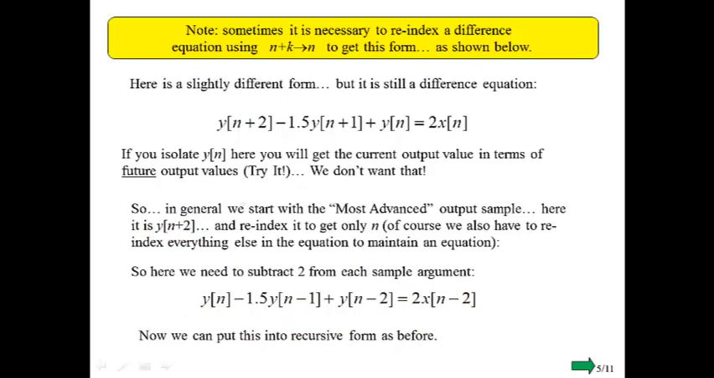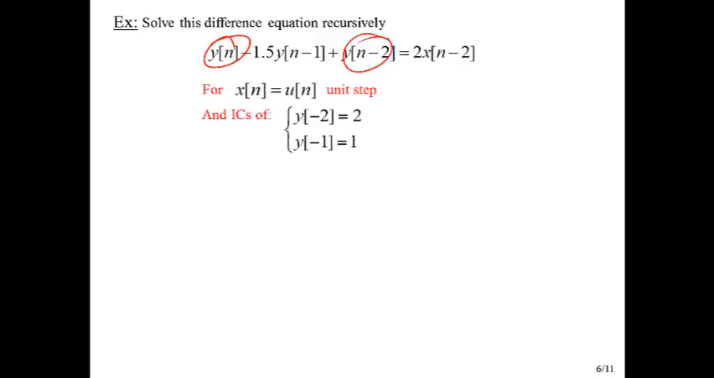Now we can put this into a recursive form as before. So this reindexing is a nice little trick that you should keep in mind. So let's solve this equation recursively. Here we have the case where we don't have to do any reindexing. So we swing everything over. We can just swing everything over to the other side.